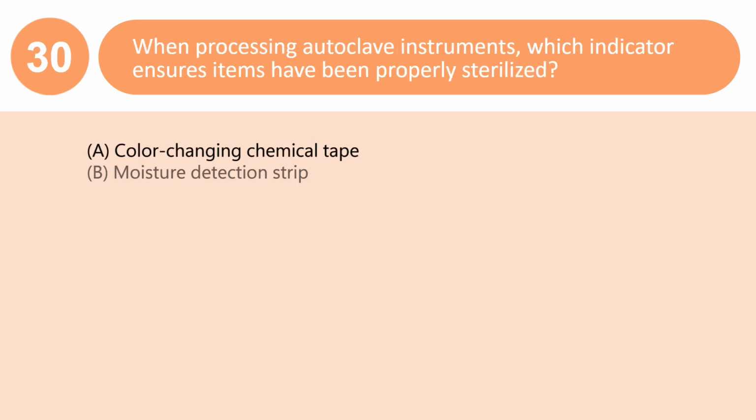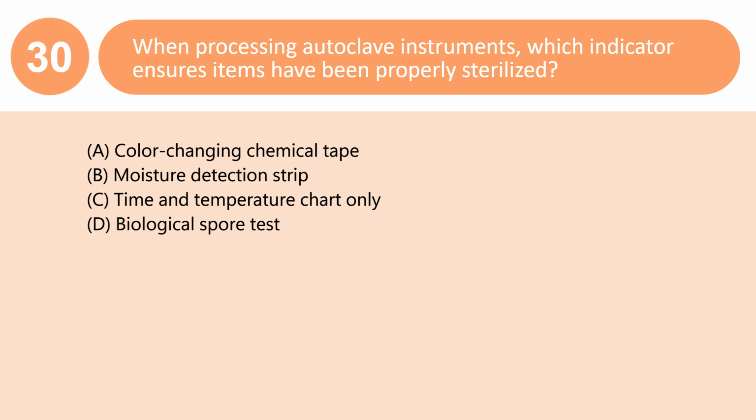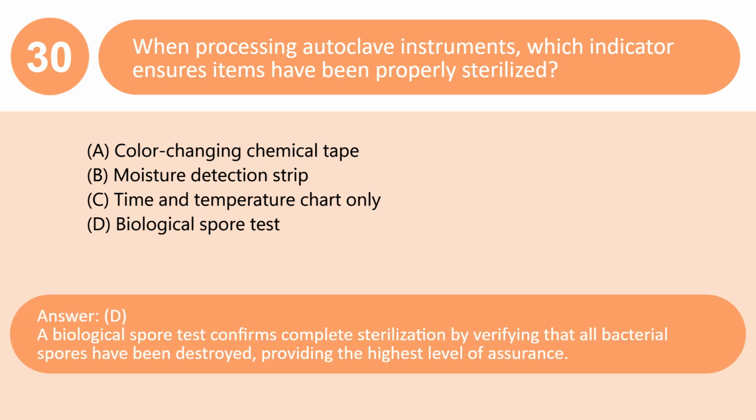When processing autoclave instruments, which indicator ensures items have been properly sterilized? A. Color-changing chemical tape. B. Moisture detection strip. C. Time and temperature chart only. D. Biological spore test. Answer D. A biological spore test confirms complete sterilization by verifying that all bacterial spores have been destroyed, providing the highest level of assurance.